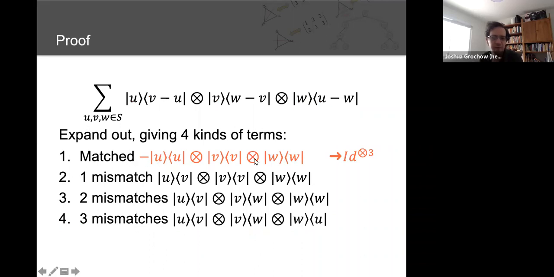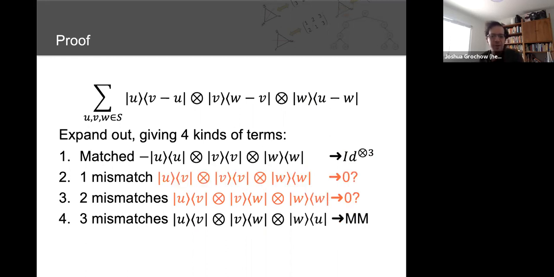If I look at the matched terms and I sum over U, V, and W, I get identity tensor identity tensor identity, with a sign, but that's not going to matter much. If I look at the mismatched terms, UV, VW, WU, and I sum over U, V, and W, that gives me matrix multiplication. This was what we did before. So we would like these other terms to go away because we almost have matrix multiplication. And the question is, how do we get them to go away?